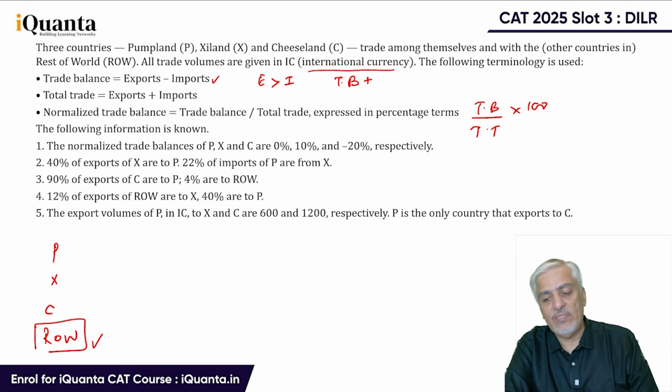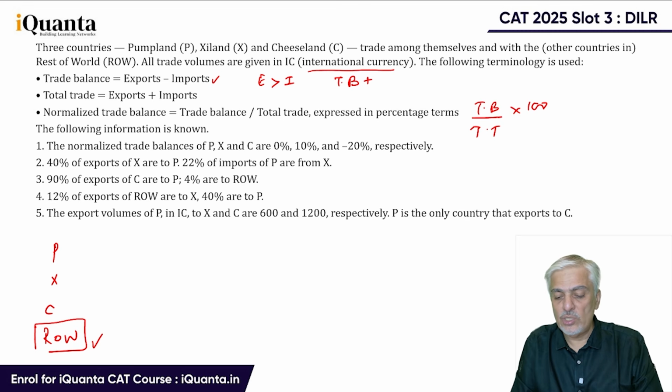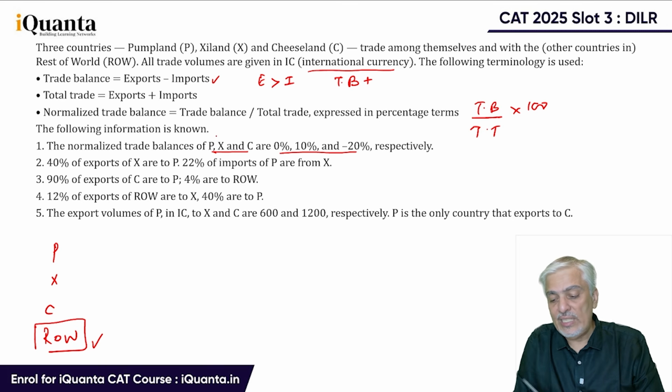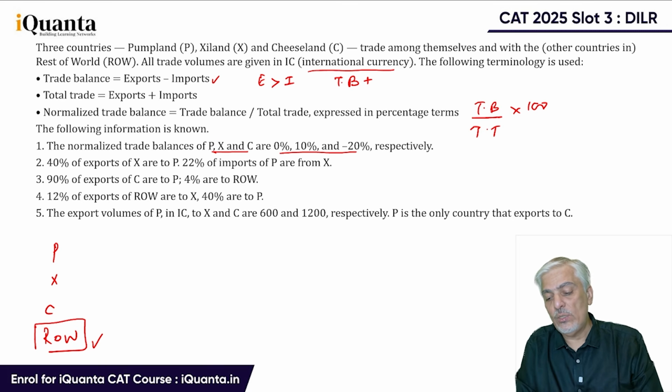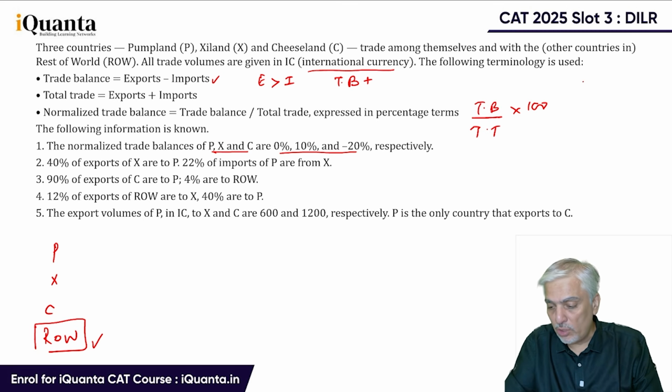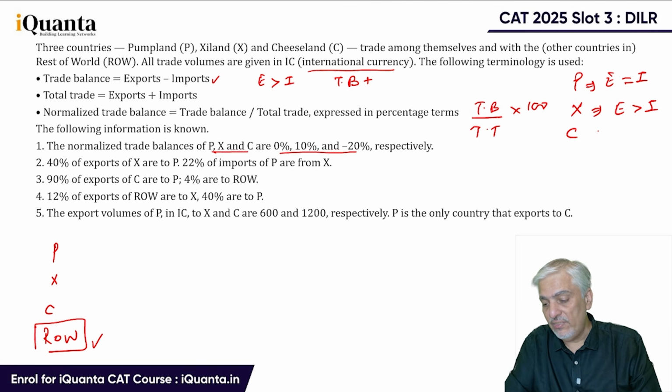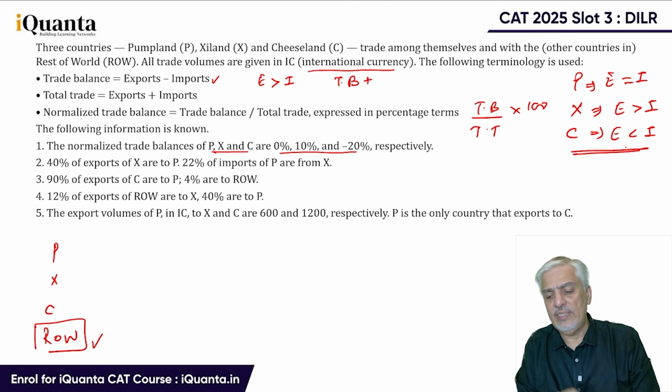So some 5 points are given across these. The following information is known. The normalized trade balance of PCX, that is for the 3 countries which they've told, is 0, 10 and minus 20. What does 0 tell me? For P, it is 0. What does that tell me? Which means exports is equal to imports. So for P, exports is equal to imports. For X, it is positive, which means exports is greater than imports. And for C, it is negative, which means exports is less than imports. Simple logic is there, right?